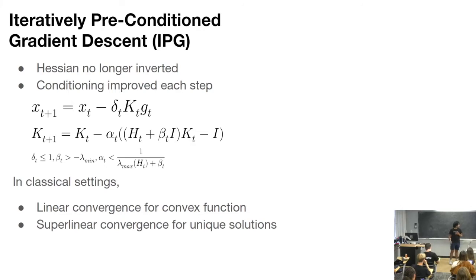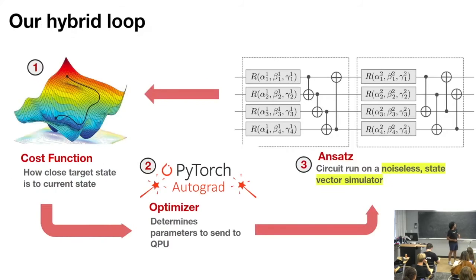The superlinear convergence is still important to us when we try to find the most optimal solution for a matrix. And so that's what IPG does. And so now I present to you our experimental hybrid loop.